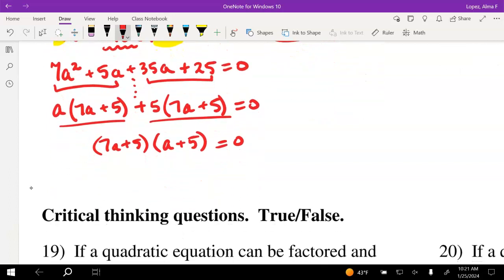Now I can set those two pieces equal to 0, which means this one will solve into a negative 5/7. I'll let you finish that on your own. And this will solve out to be a negative 5.